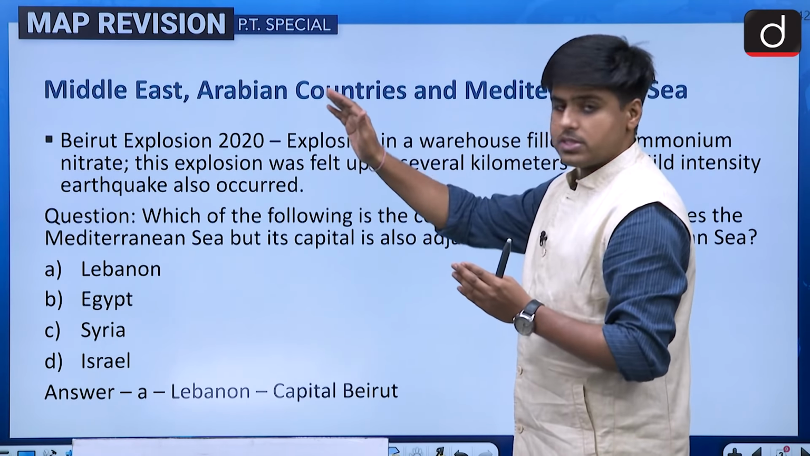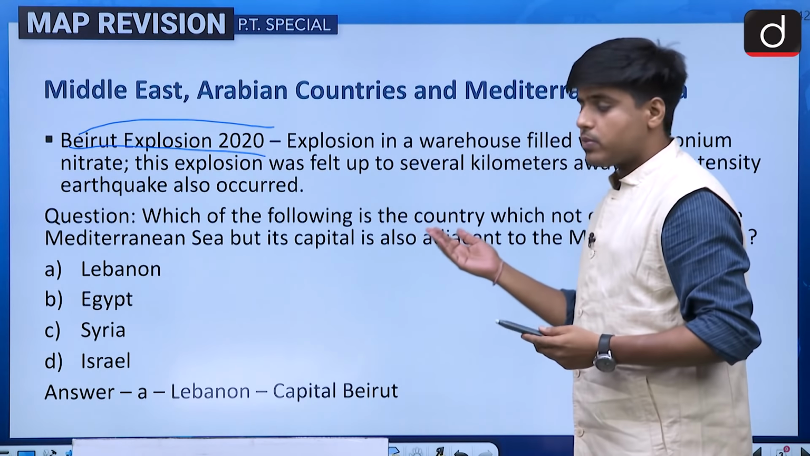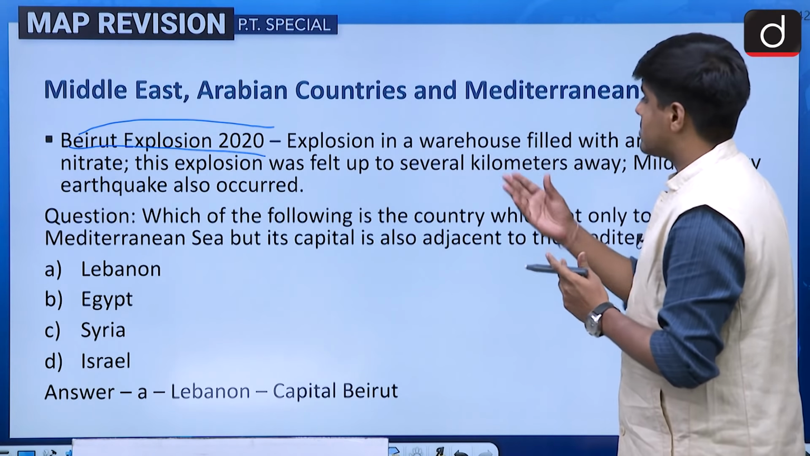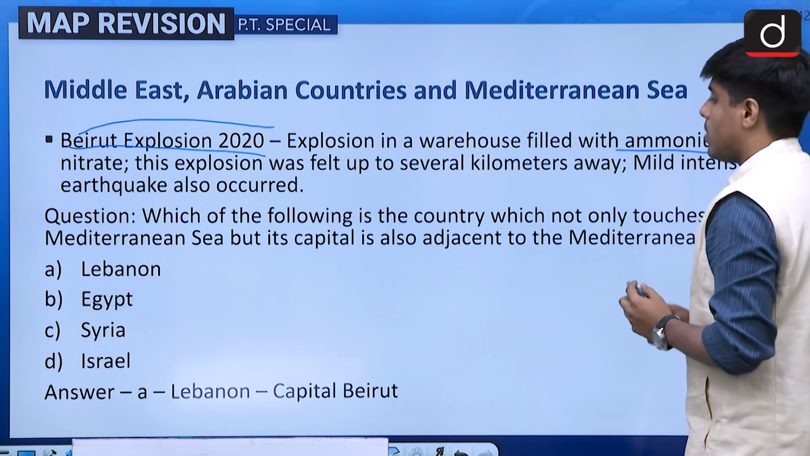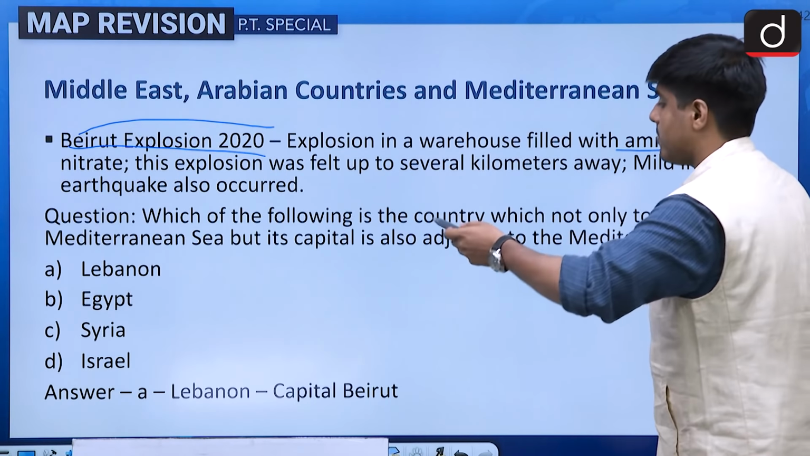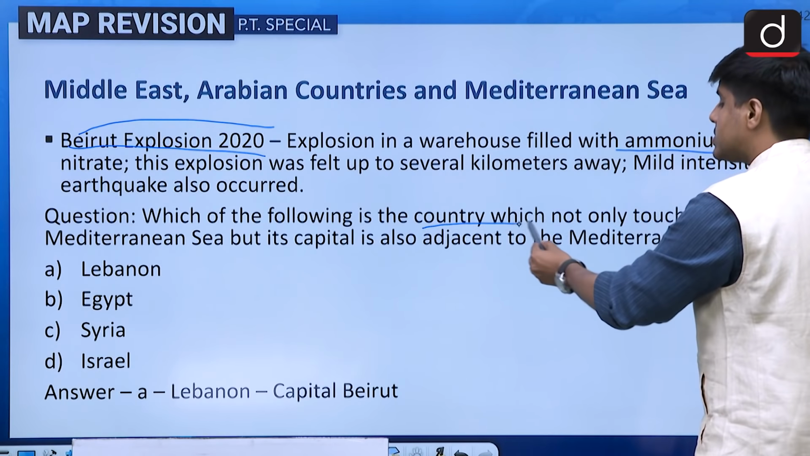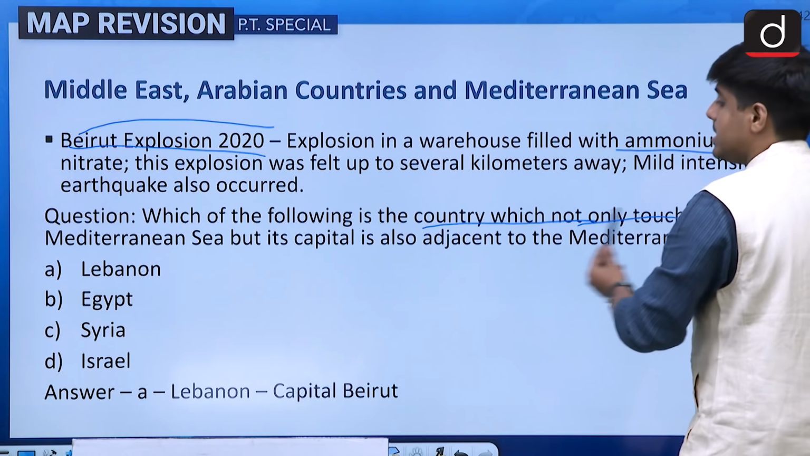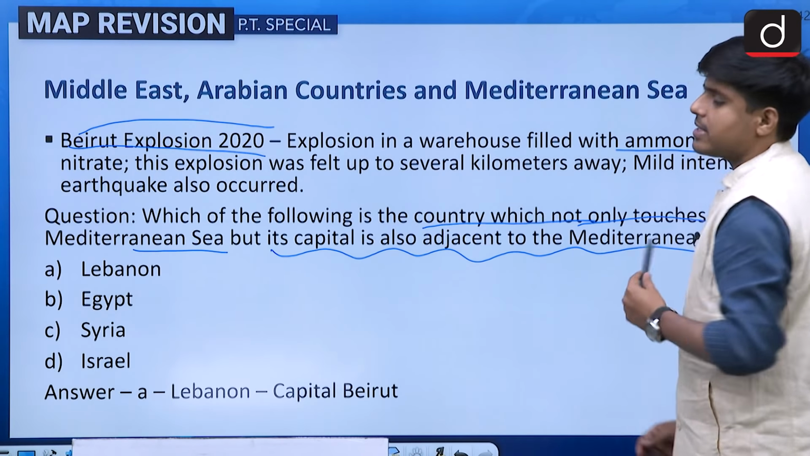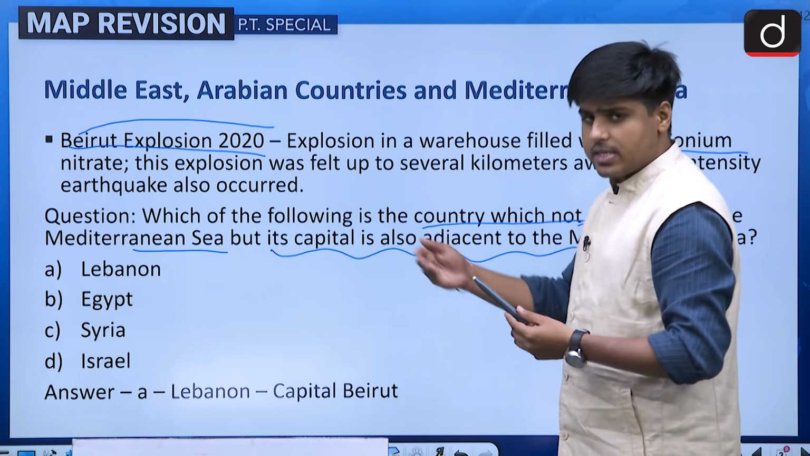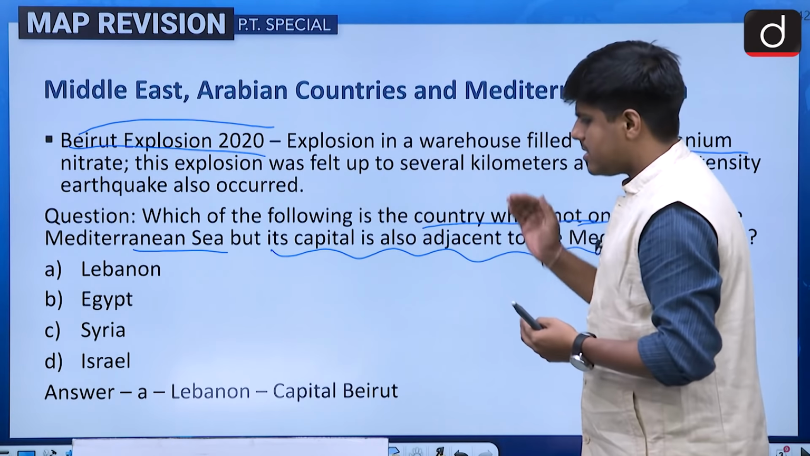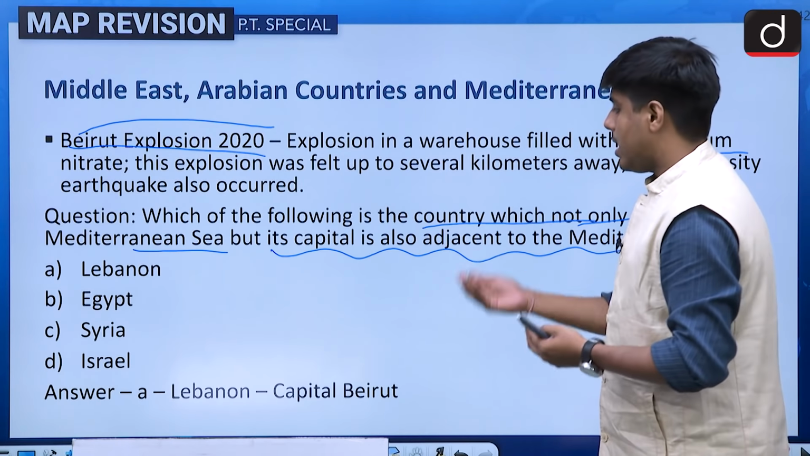So, the first topic in the news: the Beirut explosion. In 2020, Beirut, the capital of Lebanon, suffered a huge explosion due to ammonium nitrate. So, let us look at a question which can be based on such information: which of the following countries not only touches the Mediterranean Sea, but its capital is also adjacent to the Mediterranean Sea. We have tried to complicate the question, so that if the question is simpler you can easily answer it, but if there is a slight complication too, you can answer it.